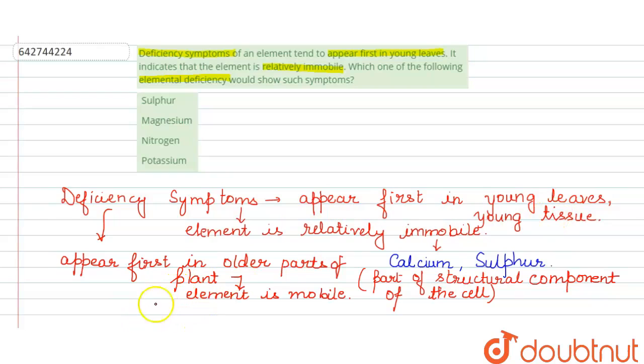Now, what are the examples of such mobile elements? They are nitrogen, potassium and magnesium. This is nitrogen, this is potassium and this is magnesium. So the essential element whose deficiency is seen first in the younger leaves is sulfur. So the answer here is sulfur.